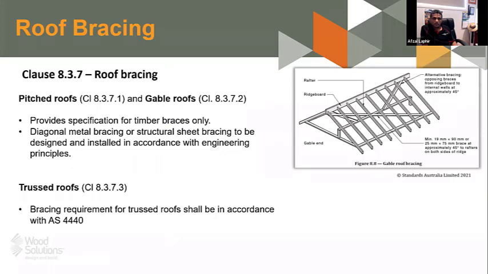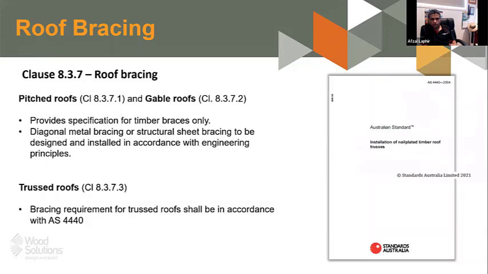And also there's an area in AS1684 which talks about roof bracing. Basically the specifications are restricted to timber braces, which, as you probably know, seldom get used these days. The most common application is obviously diagonal metal bracing, which is unfortunately not covered in AS1684. So the common practice in the market is to use AS4440. Yes, I know it's a code dedicated to the installation of nail-plated timber roof trusses, but the rules still apply for rafters.